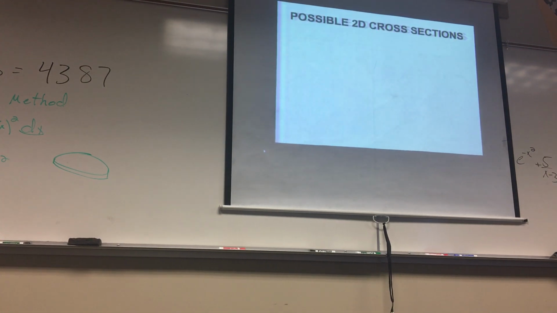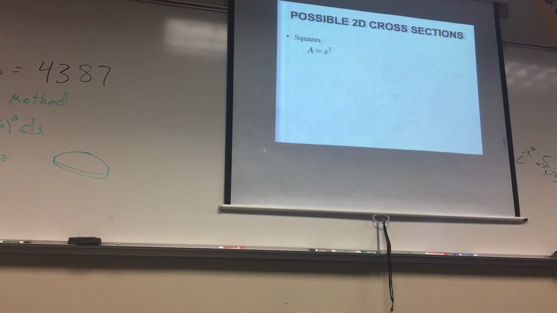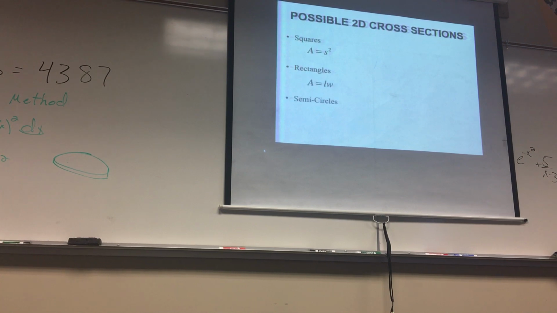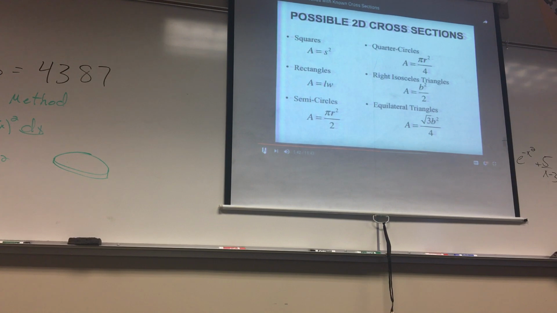Y and going from C to D. So, possible 2D cross sections that you're going to need to know the area formulas for. So squares, which we know is just side squared. Write this down. Rectangles, length times width. You may say, I already know those. Semicircles, I don't need that. But pi r squared divided by 2. Quarter circles, pi r squared divided by 4. Right isosceles triangles, area equals base squared over 2. And equilateral triangles, which is the square root of 3 times base squared all over 4. And more than likely, you know them all except for that last one.